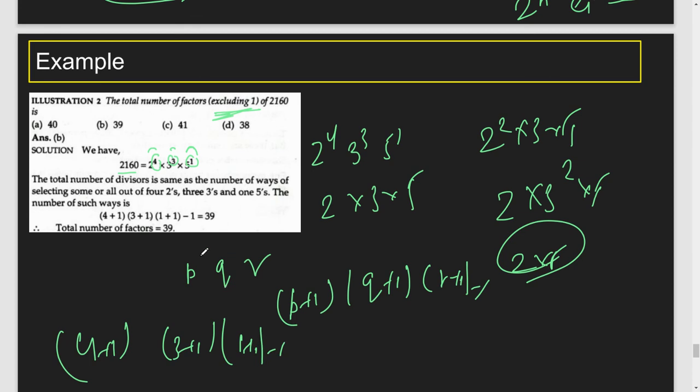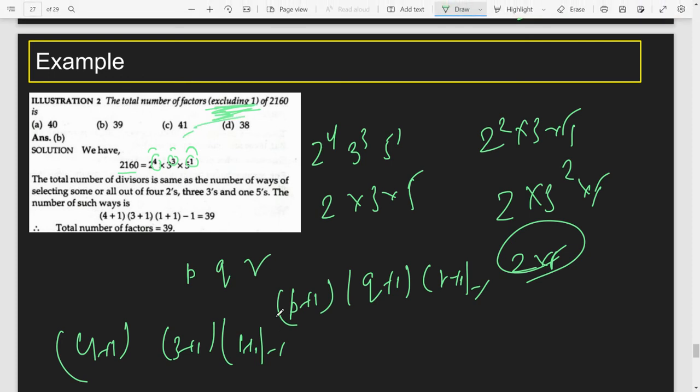Why do we do minus 1? If you don't do minus 1, it means that you are dividing by 1, but obviously we do not have to include 1. So this will give you 39, which is the total number of factors of 2160. Total number of factors of 150?